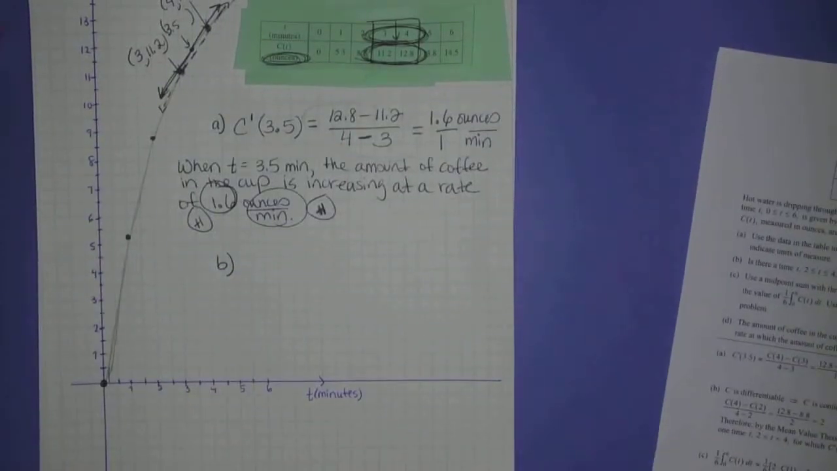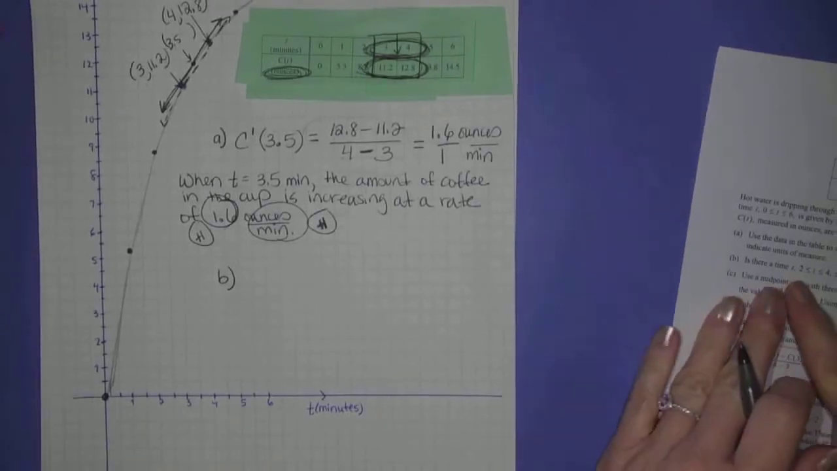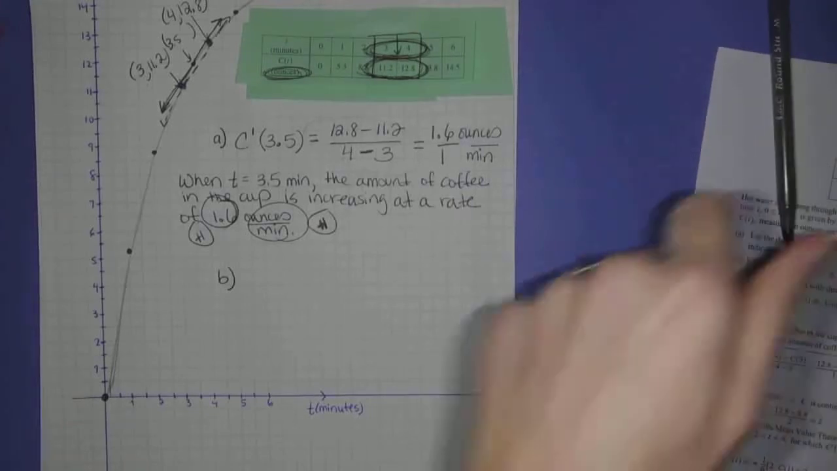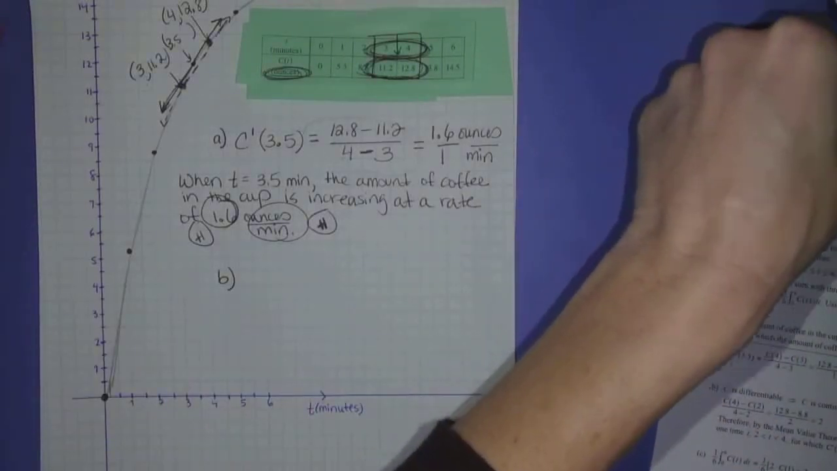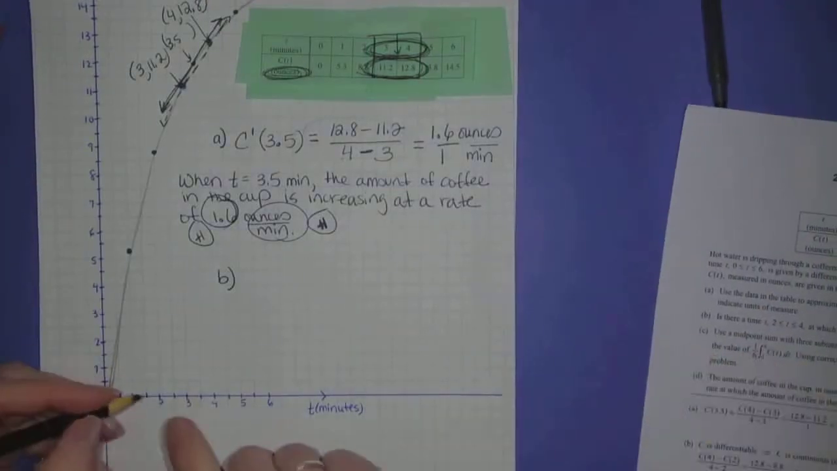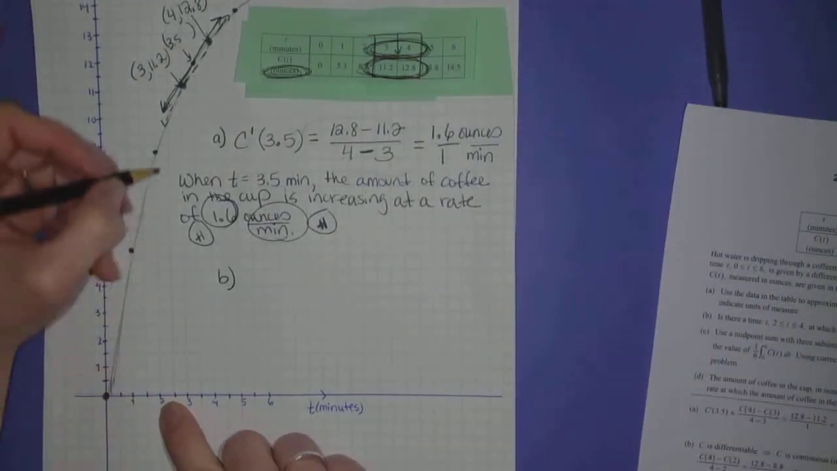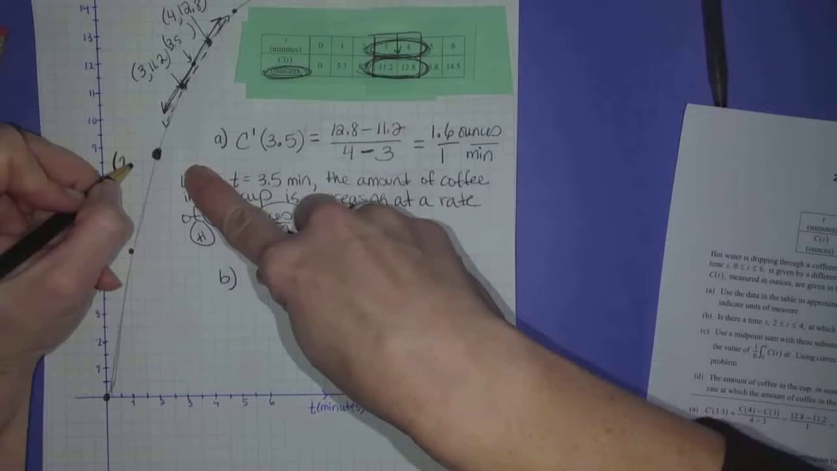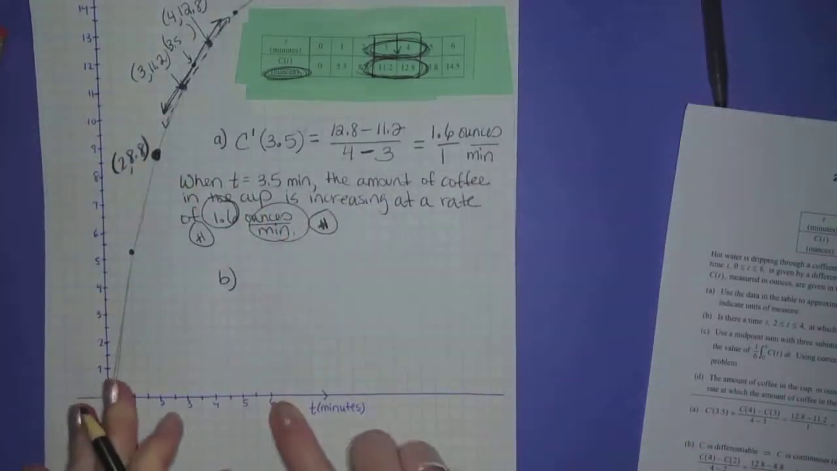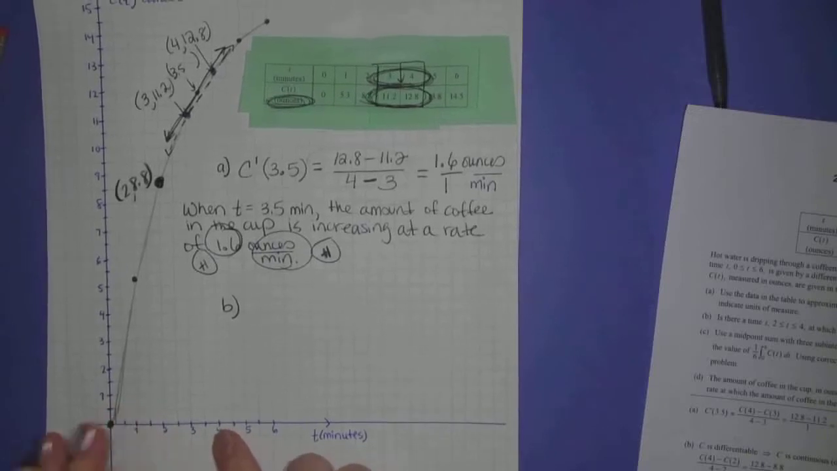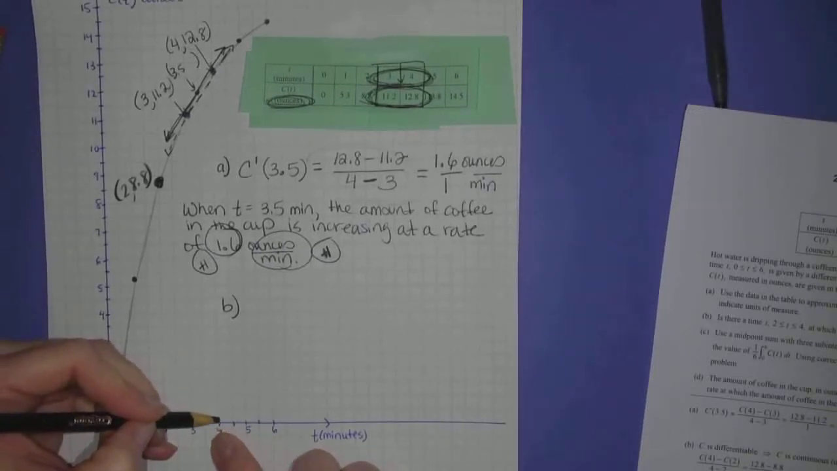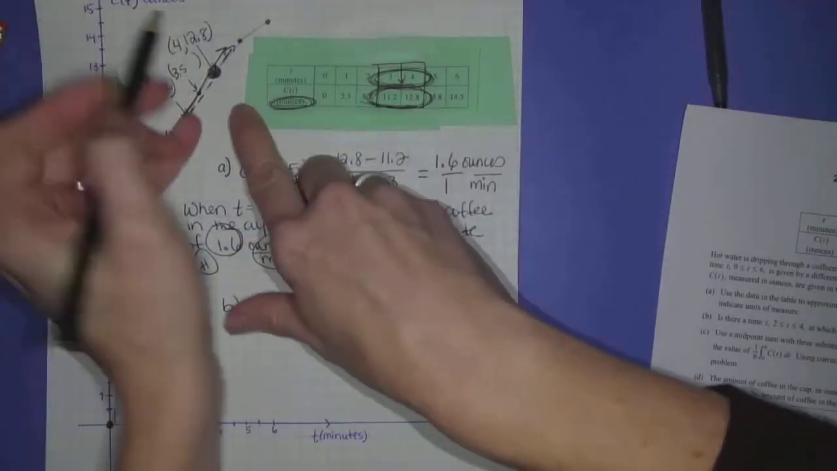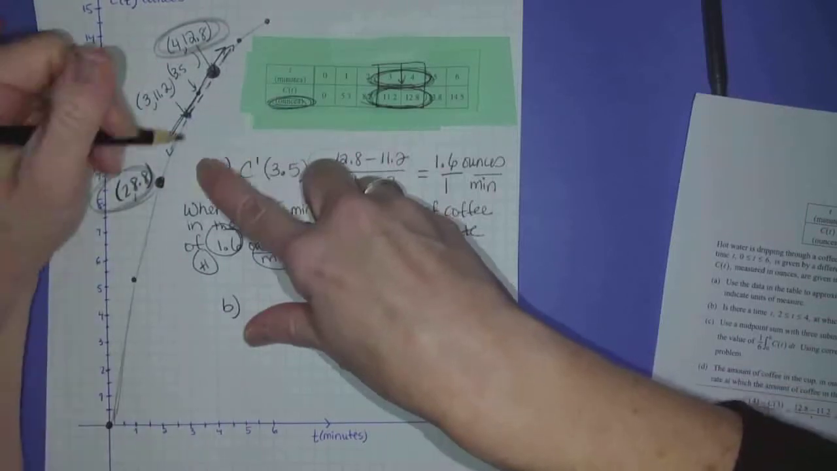Part B says, is there a time between 2 and 4? Okay, so let's look at that. 2 and 4, boy, that puts us, let me see here. I was at 2, 8.8. So that is this point right here. I'm going to boldface that. Okay, so 2, 8.8. And then the other point is 4. 4, I was at 12.8. So 4, 12.8, which I have marked right here. So this one and this one.